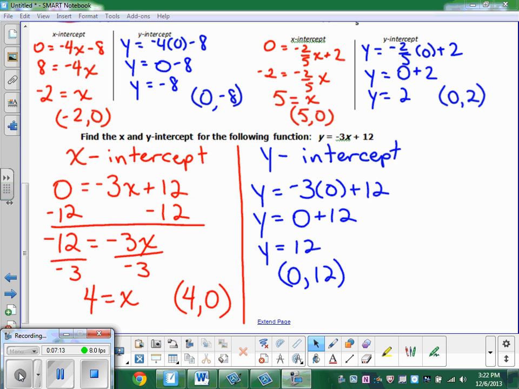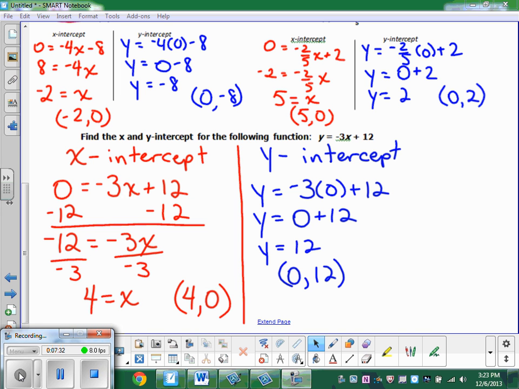This is what you should have found out at the end of your work. Now remember, when we solve for the x-intercept, we get a value for x. That's our x-intercept. Our y value is always 0. So the point in this case is (4, 0).